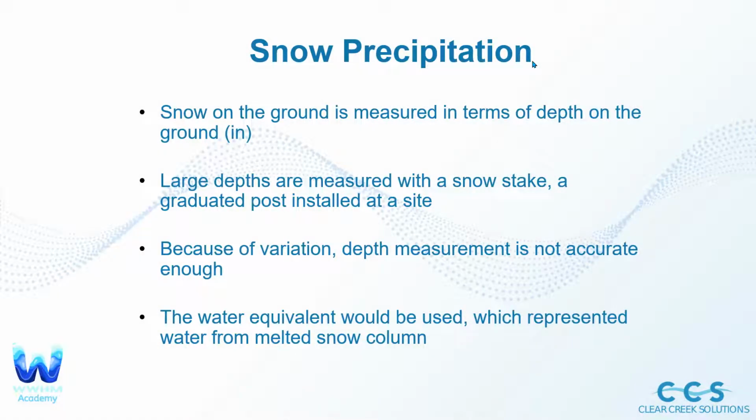So let's talk about snow precipitation. We know about rainfall, right? When it rains on a certain area, we have different rain gauges. We went over the kinds of rain gauges, and they can calculate rainfall. Snow is a little more complicated.